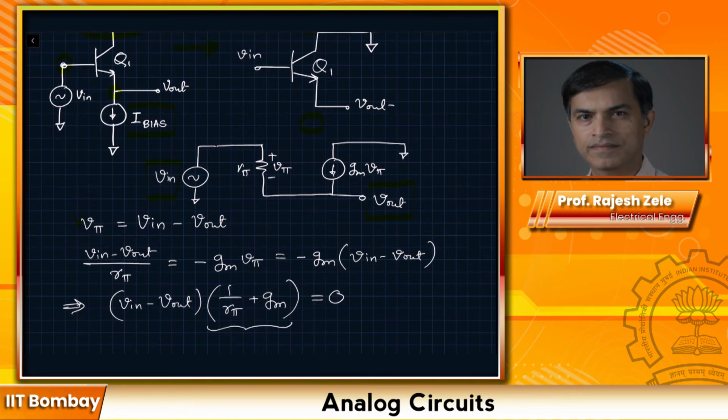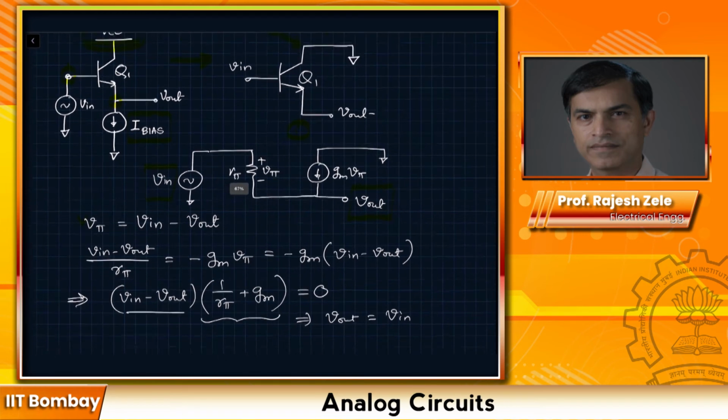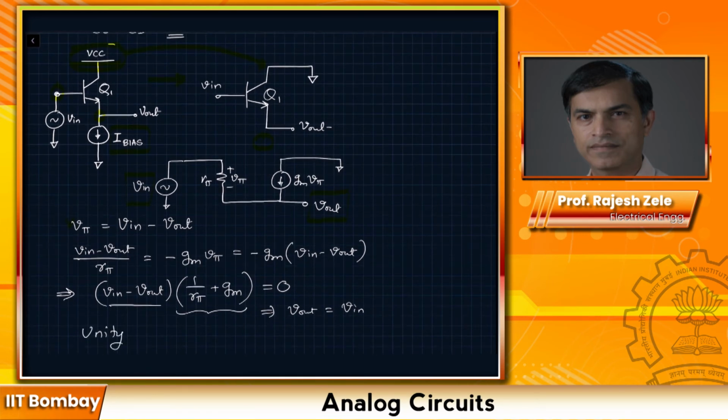If you look at the term in the bracket, this cannot be 0. Hence V in minus V out has to be 0, which should give you V out equal to V in. So the output voltage V out is following the input voltage, and this particular circuit gives you unity gain. This is a unity gain amplifier, also called an emitter follower. Pay attention to the nomenclature, emitter follower. So the output simply follows the input.